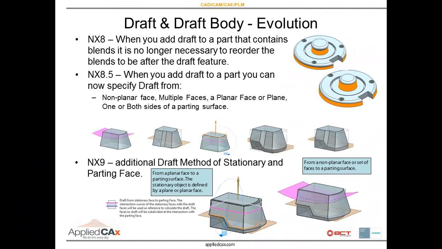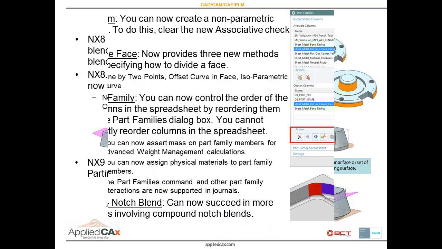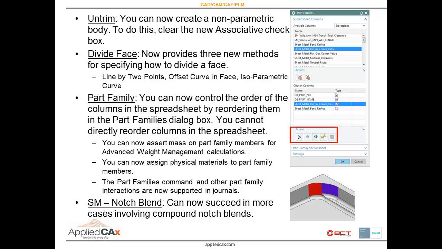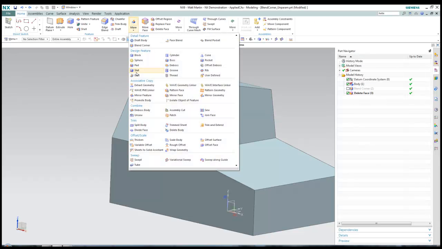In the last few releases, Draft has undergone a pretty significant change, and here are some examples. I don't have a live view of this one. We also have untrimmed divide face, part family, and notch blend. This is a divide face. I'm going to show this one live.